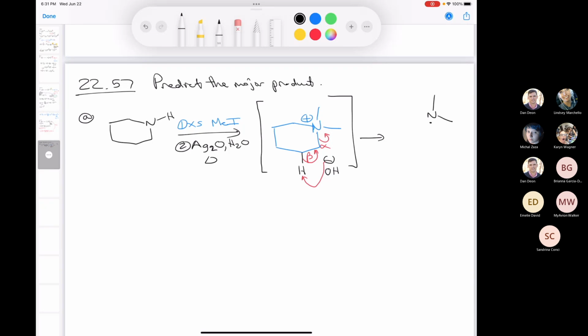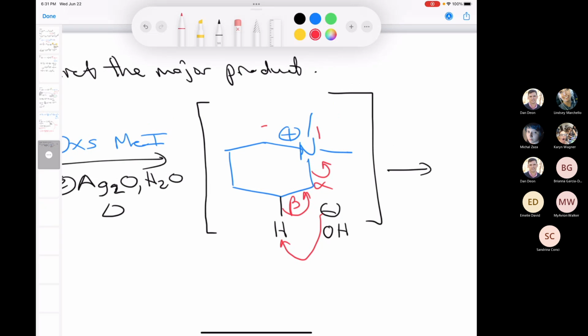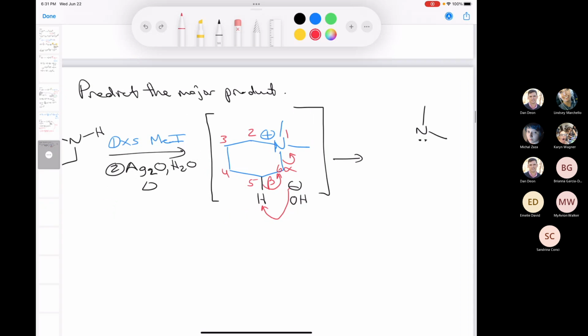Okay, it's also got a lone pair. Now look, count with me very carefully. If we go with the nitrogen as being 1, we have 1, 2, 3, 4, 5, and 6. And between 5 and 6, there's going to be a double bond. So 1 is the nitrogen, 1, 2, 3, 4, 5, 6, and we're going to have a double bond. So that would be the product.